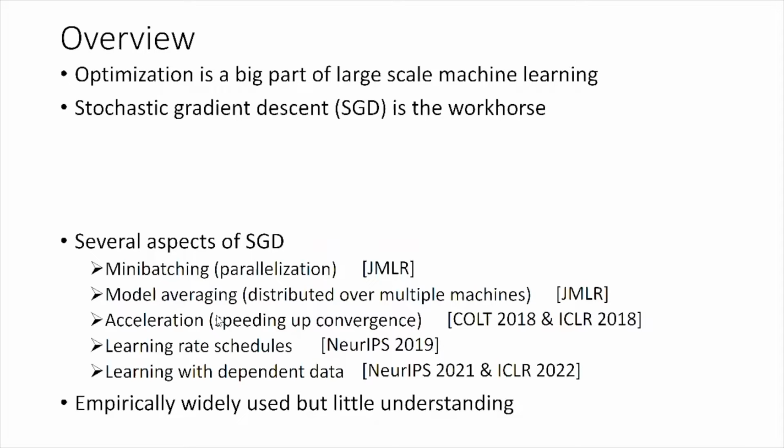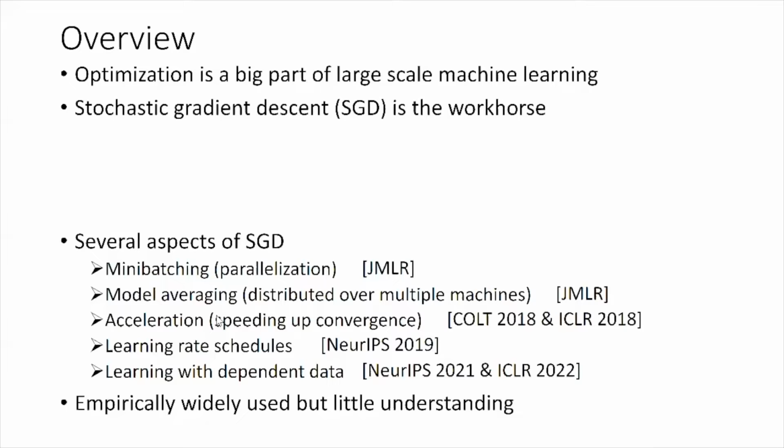As all of us are perhaps aware, optimization is a big part of large-scale machine learning, and stochastic gradient descent is the workhorse in most practical applications. While stochastic gradient descent is very widely used and has been observed to have very good empirical performance, there are several aspects of SGD that are important for its good practical performance. Some examples include: what is the size of the mini batch that we use in running SGD, how can we distribute SGD to work over multiple machines, how do we do acceleration, which is an optimization technique to speed up convergence, and what kind of learning rate schedule do we use as time progresses.